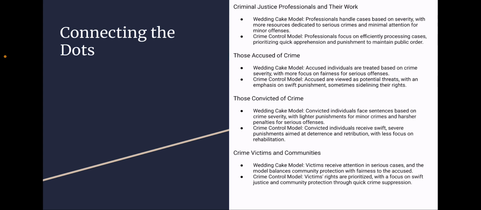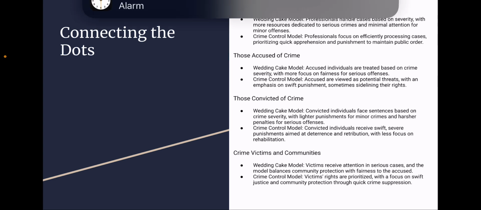Victim rights are prioritized, and the focus is on quick justice and protecting communities through effective crime control. So, I'd say in conclusion, the wedding cake model and the crime control model offer contrasting approaches to the criminal justice system, with the former emphasizing fairness and individualized attention based on the severity of crimes, while the latter prioritizes swift, efficient processes and maintaining public order.